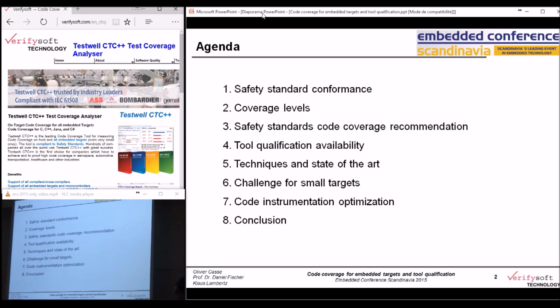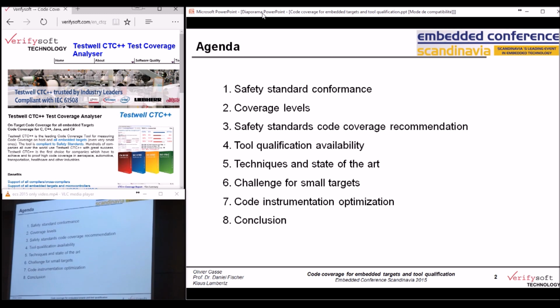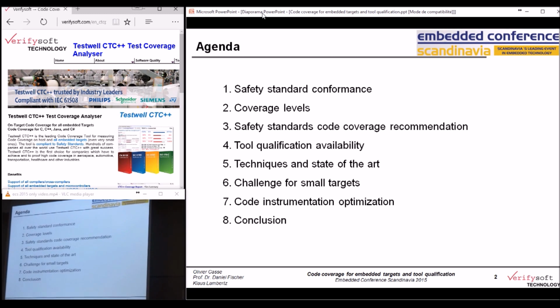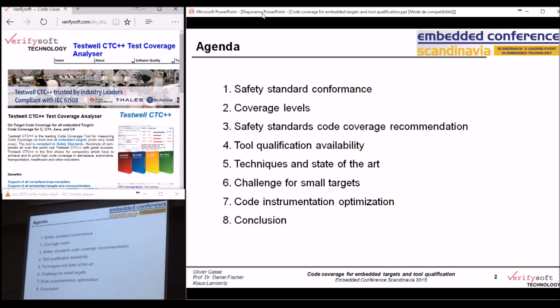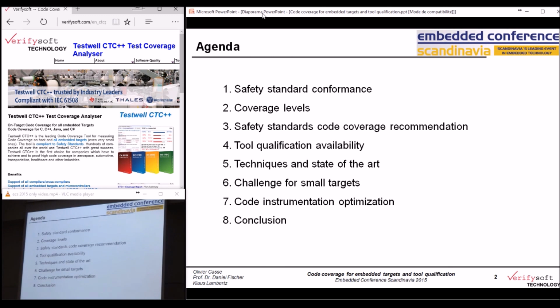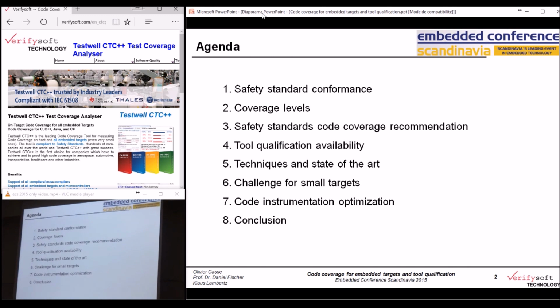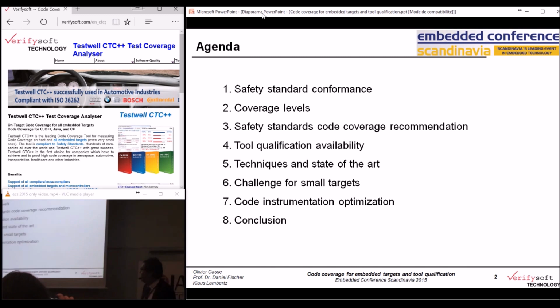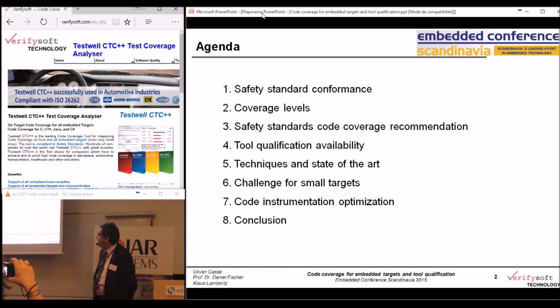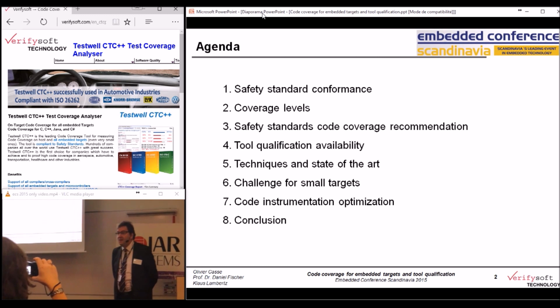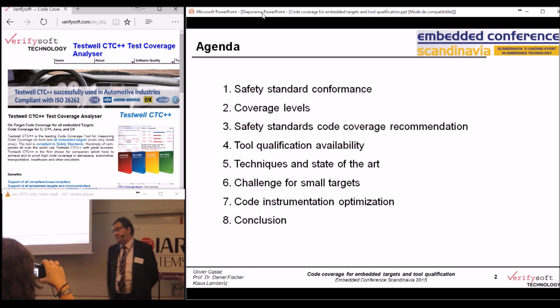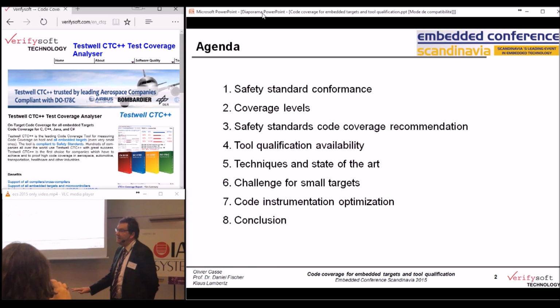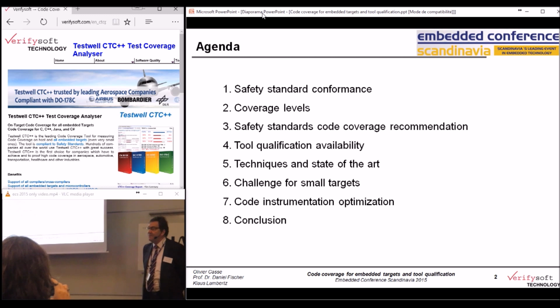Then, in order to certify the software generated within this safety critical project, you have to go through a tool qualification in order to prove that the tool is safe compared to the results you can expect by using this tool for your project. We'll talk about the techniques and state of the art, and we'll focus more precisely on our tool set, which is Testwell CTC++.